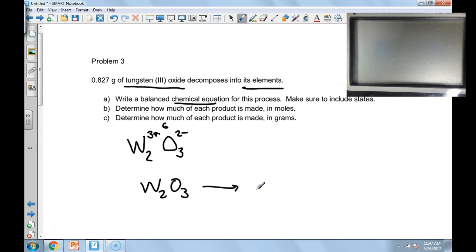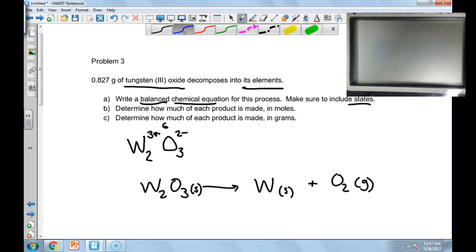So what happens is this decomposes into tungsten, and remember, tungsten is a solid, it's a metal, plus oxygen, O2, which is a gas. The only other thing we need to do is figure out what state this compound is in. This is an ionic compound with the strongest intermolecular forces, so the guess is that it is a solid. Now that includes states, but now we need to make sure we balance this. I'm going to balance this in blue.